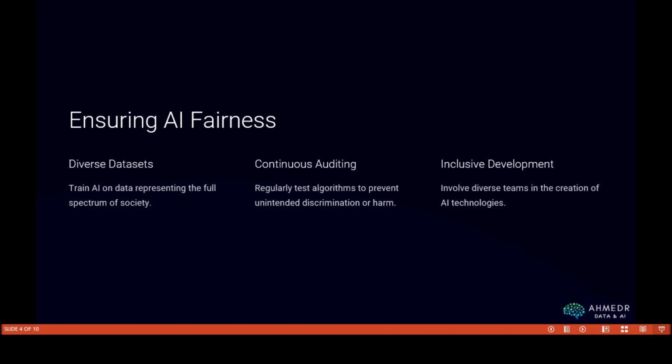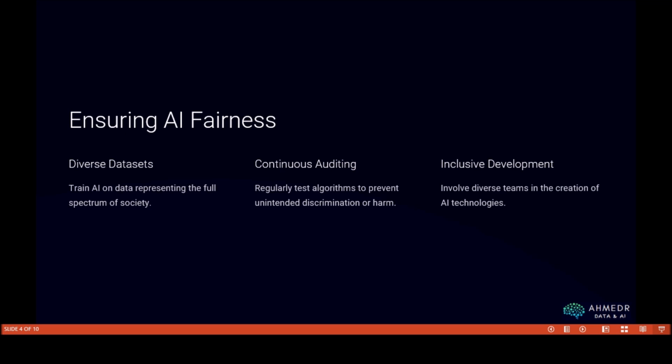Let's talk about AI fairness. Fairness in AI is about ensuring that AI benefits everyone equally and does not harm any particular group. We need to design systems that are not only accurate but also just, ensuring that AI makes decisions that are fair and equitable, regardless of race, gender, status, or other factors. So, how do we ensure fairness in AI systems?